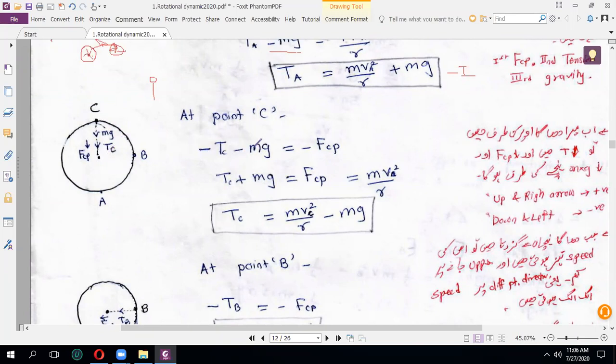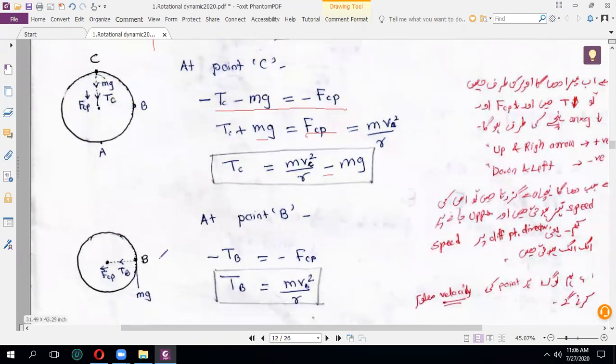Minus TC minus mg is equal to minus FCP. I hope this part is clear. So take minus common. So minus minus is cancelled. What we are getting, TC plus mg is equal to FCP. We know the formula of centripetal force, mv square upon r. So take this mg to the right hand side. What we are getting, TC is equal to mvC square upon r minus mg. What is the difference between the first formula and the second formula? Plus and minus sign. See, both formulas are the same, TA and TC.